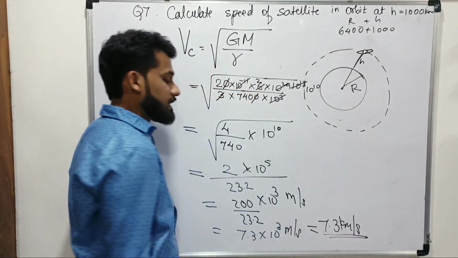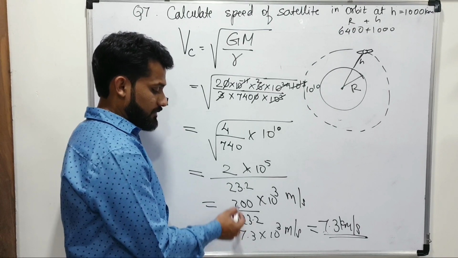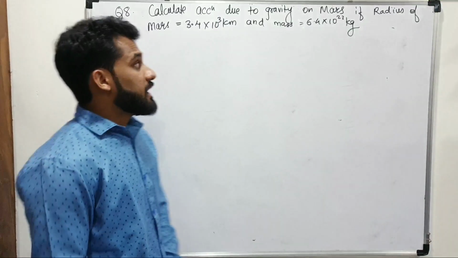This is the velocity of the satellite. You have to use log tables. Question number 8.